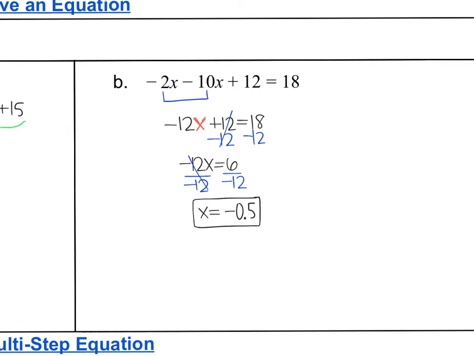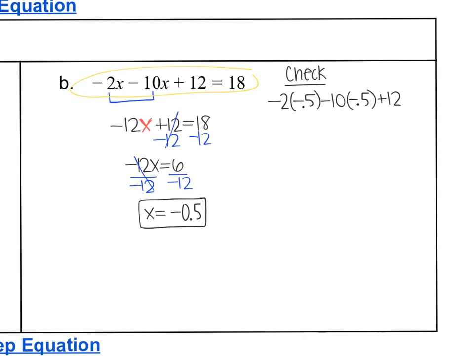I still want to check this, so I'm going to go back up to my original problem and do my check. Again, we're going to use our calculator to check this, so take your calculator out or open up Desmos. It'll be negative 2 times negative 0.5 minus 10 times negative 0.5 plus 12, running out of space here, equals 18. So we know whatever this is, it should equal 18. This is what I want you to type in your calculator. Make sure you got the negatives, don't miss any signs. When you type that in, you'll get 18. 18 does equal 18, so it checks out.